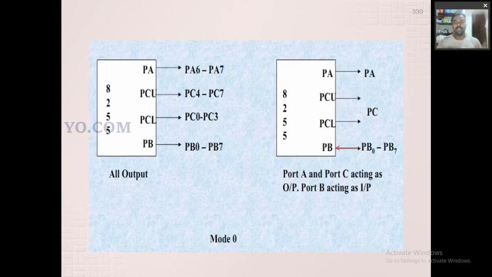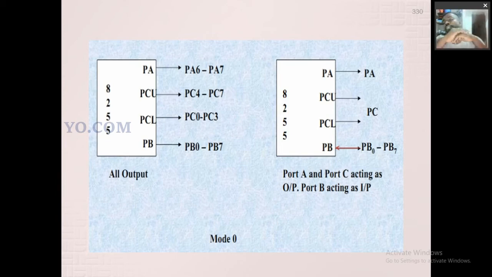So this is the IO mode 0. All the ports can be output: port A is output, port B upper is output, port C lower is output, and port B is an output. Similarly, all can be input ports. Or port A and port C act as output, and port B acts as an input. This way we can connect the device.